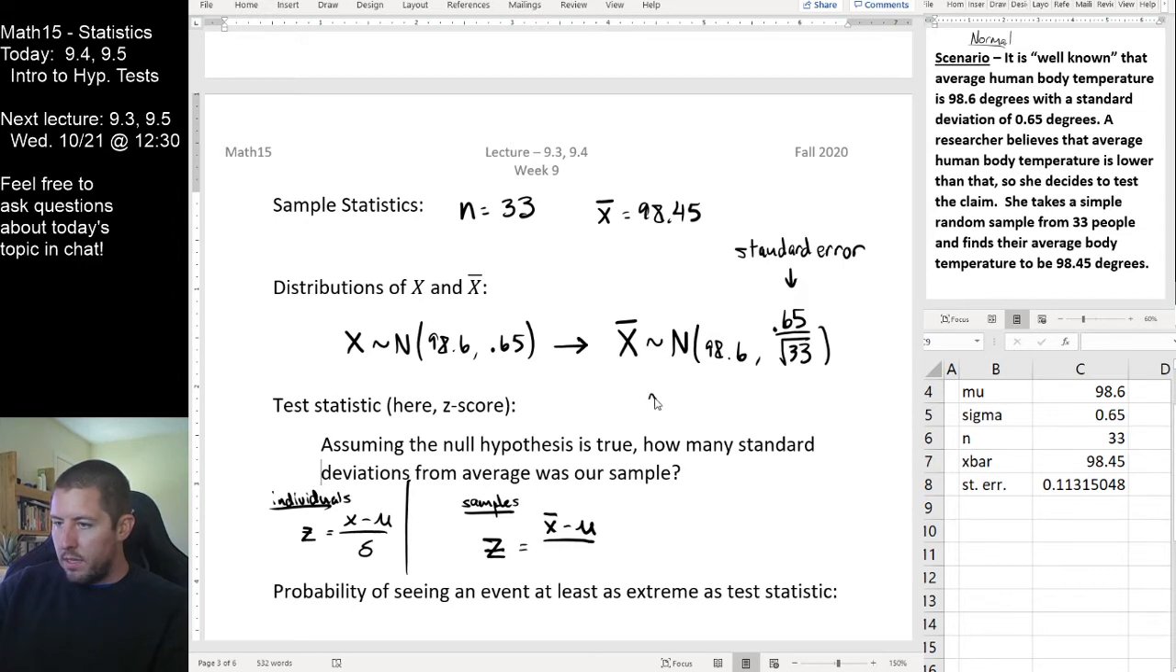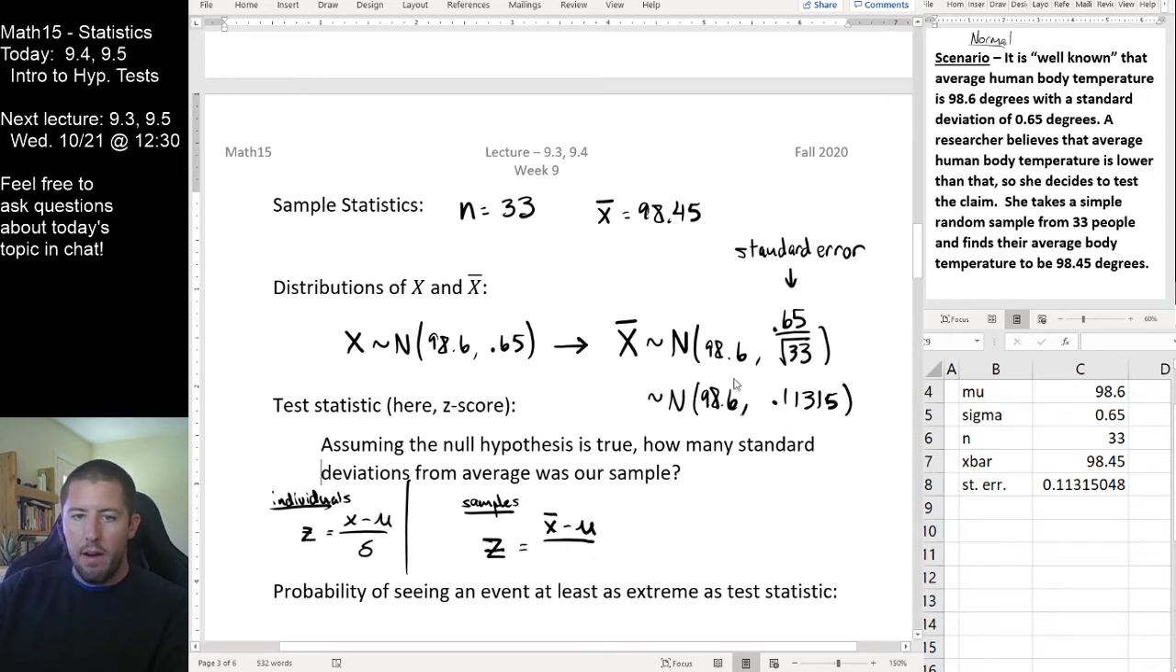And by the way, I guess I should write this as 98.6, comma, 0.11315. I've computed this number over here in Excel. I can see what we've got right there. I'm going to write this as sigma over root n, in general here. This should be our 98.45 minus 98.6, all divided by our 0.11315. And I'm going to do this again over here in Excel.